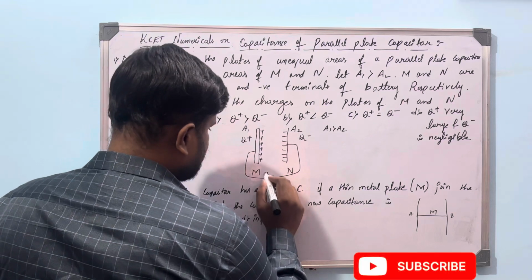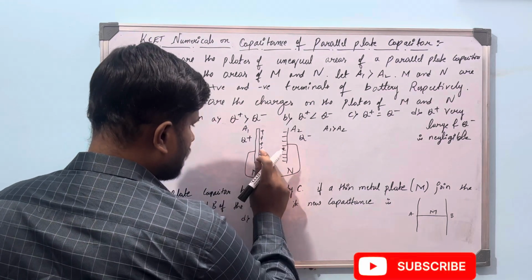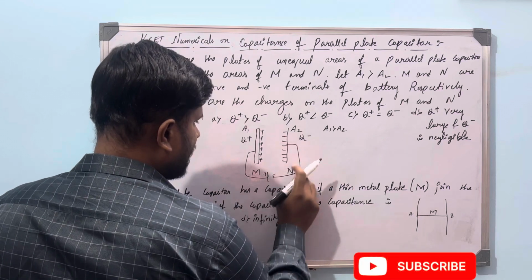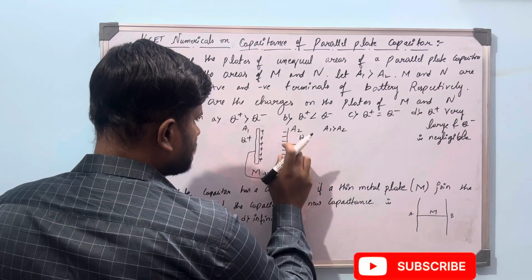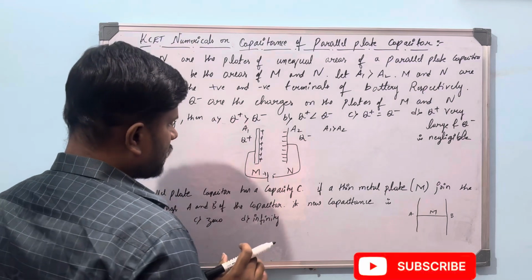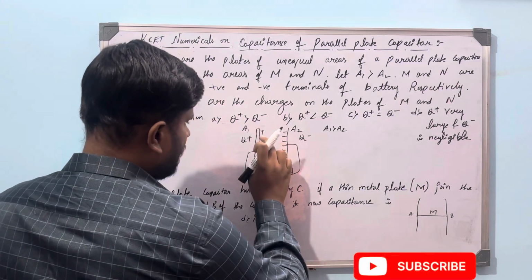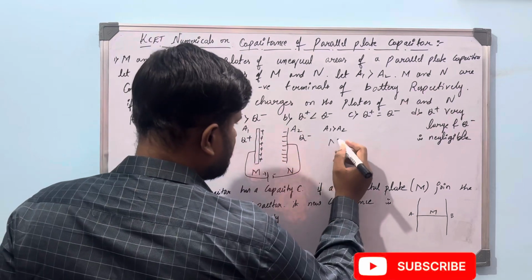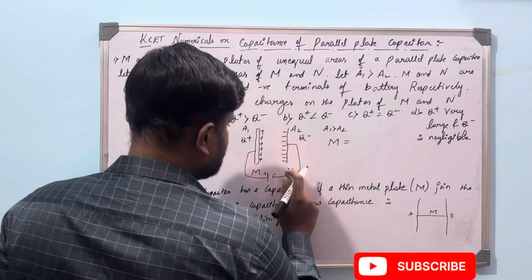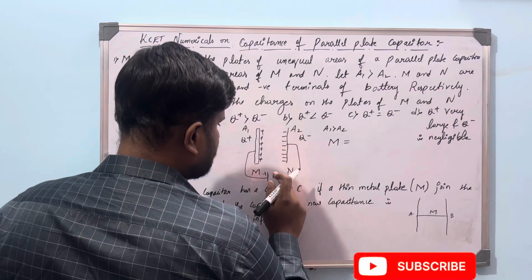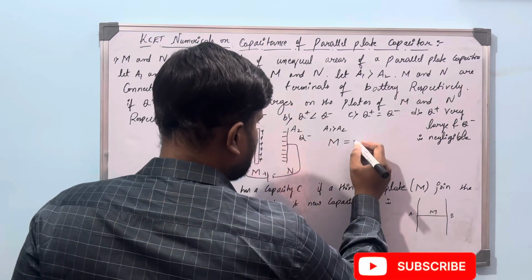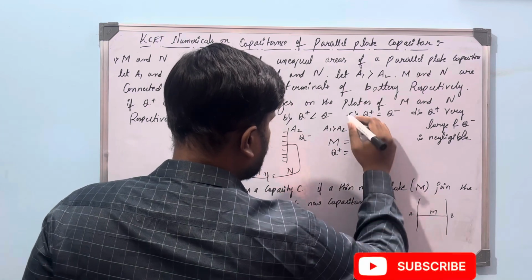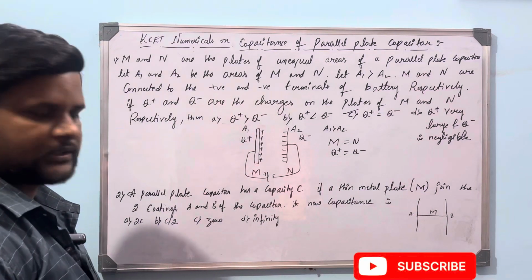Since this is positive charge and this is also positive charge, they will repel each other. This is negative charge and here also negative charge, so they will also repel each other. The magnitude of the charge repelled from plate M is equal to the magnitude of the charge repelled by plate N. That's why Q plus is equal to Q minus. So this is the answer.